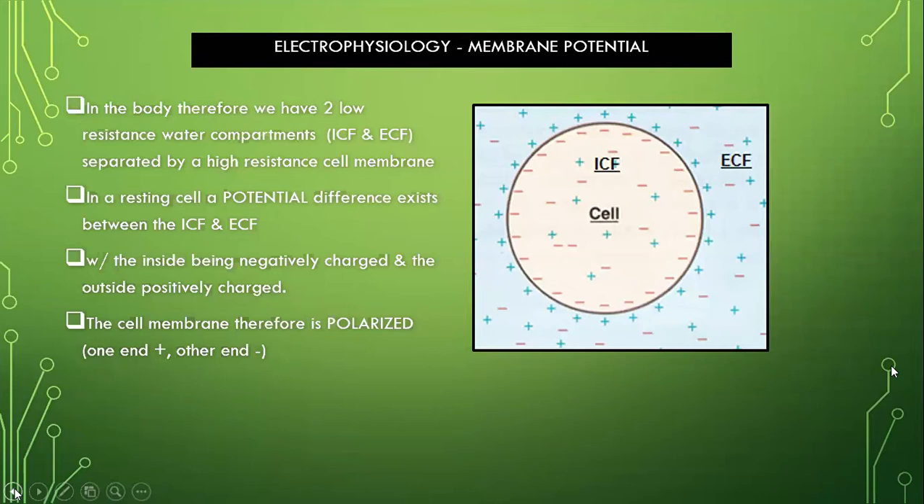In a resting cell, a potential difference exists between the extracellular and intracellular fluid compartments, with the inside being negatively charged and the outside positively charged. As I have shown you earlier, 3 sodium out, 2 potassium in. So you have a deficit of positive, so you have more negative charge. The cell membrane, therefore, is polarized. One end positive and the other end negative.